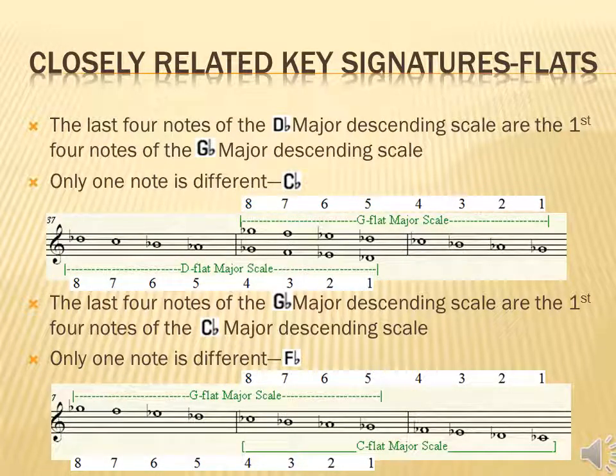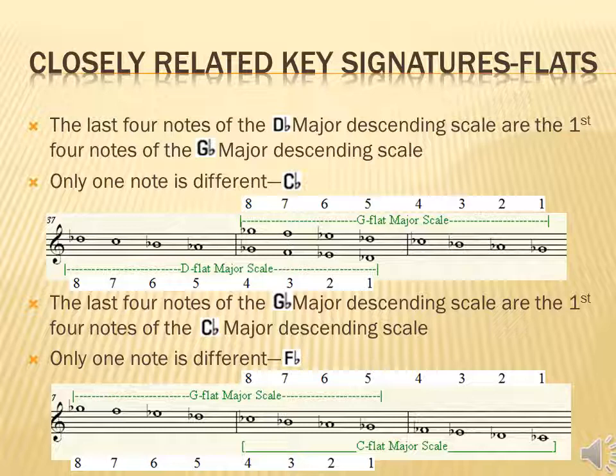Let's look at the D flat major scale and the G flat major scale. We have the D flat major scale, and we have the G flat major scale. The last four notes of the D flat major descending scale are the first four notes of the G flat major descending scale. Only one note is different, C flat.